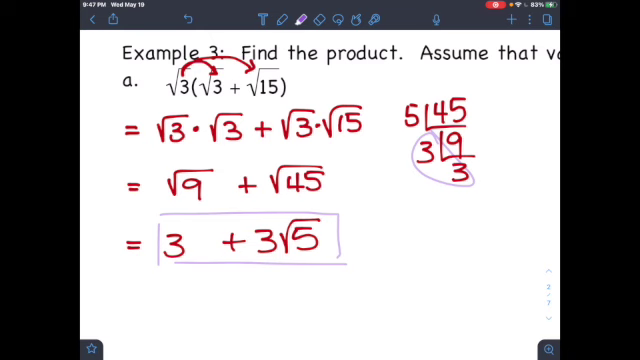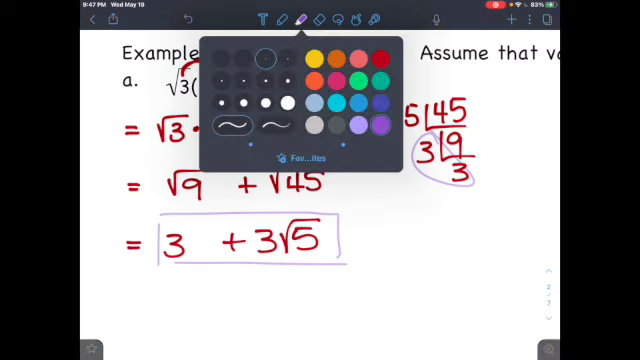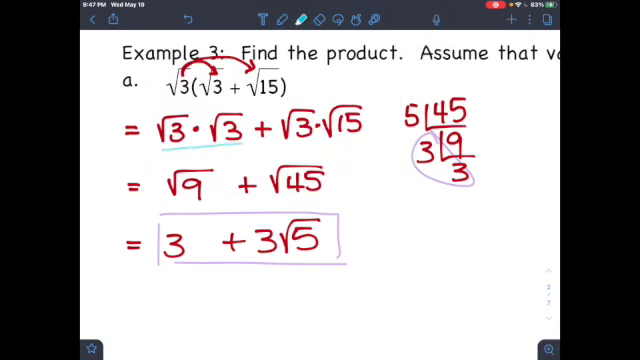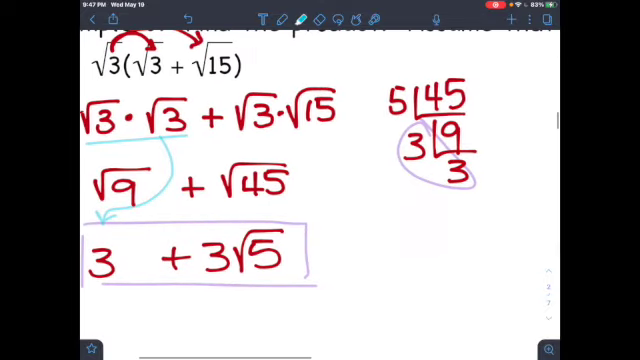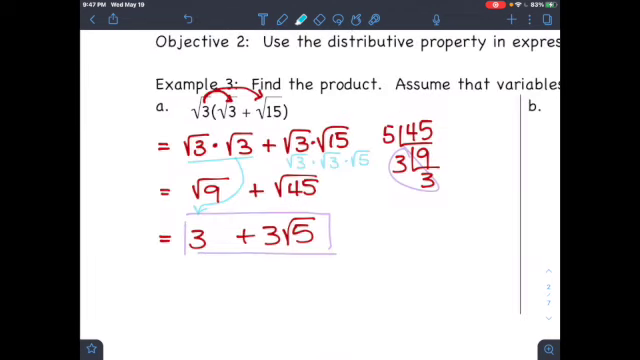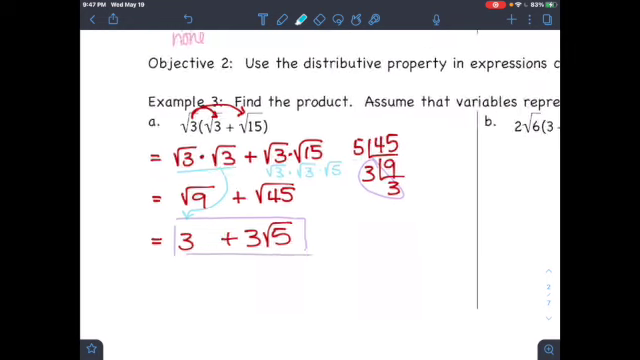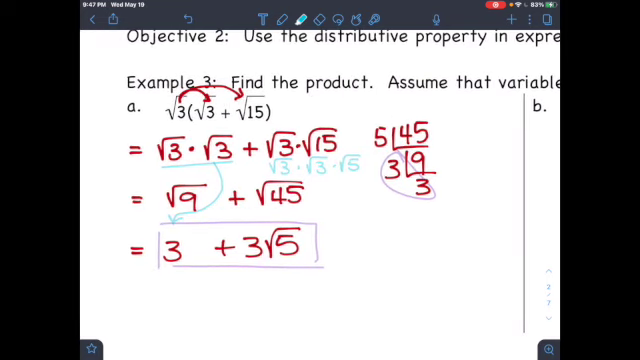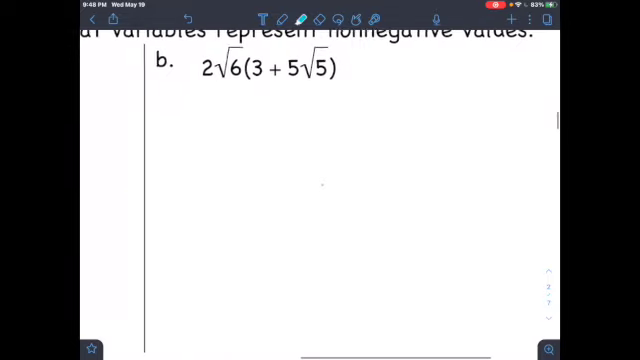Now if you say, Miss Wiesman, can I just go from root 3 right here times root 3 because I recognize that's 3? If you want to go from that step, skip the square root 9 and go right to 3, I'm totally okay with it. Or if you recognize this square root 3 times square root 15 is square root 3 times square root 5, and you recognize there's a pair of 3 that comes out, that's totally okay. But you can definitely break it down as square root 45. So there's 2 ways of doing it, and that's example 3, letter A. Let's go on to example 3, letter B.